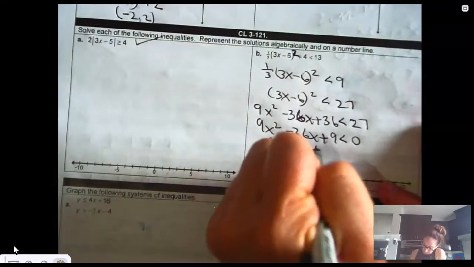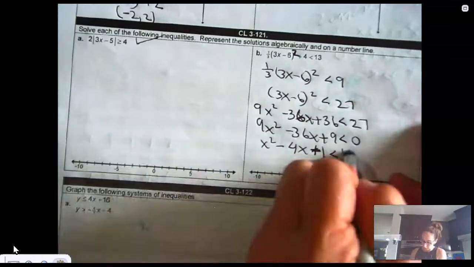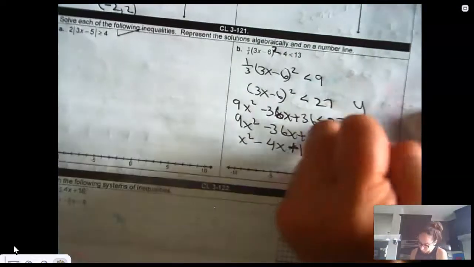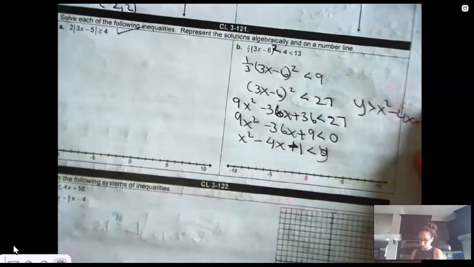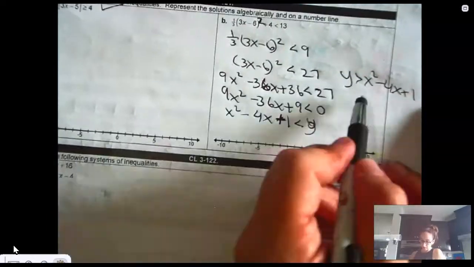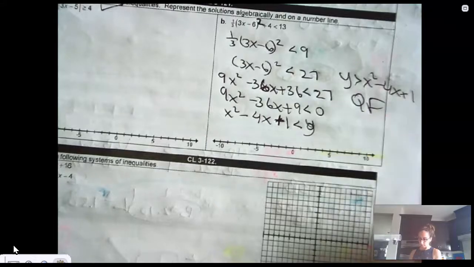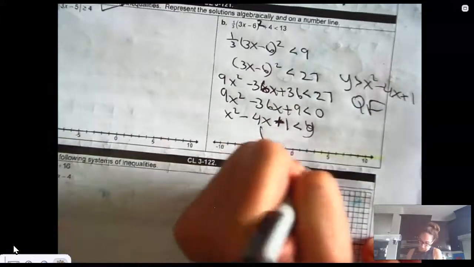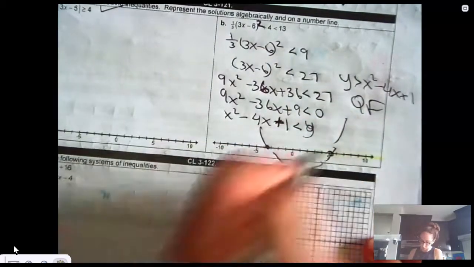Oops. And then I would change this to a y, switch the direction. Okay. And I couldn't factor it, so I would have to do the quadratic formula for it. And I'm just going to fake it, okay? Let's just assume those are my zeros. So here's a 0 and here's a 0.